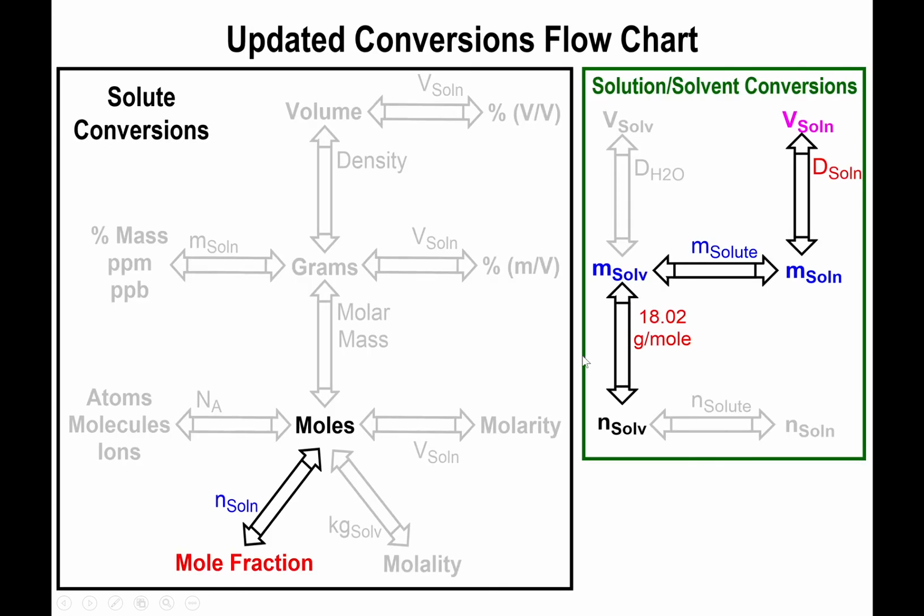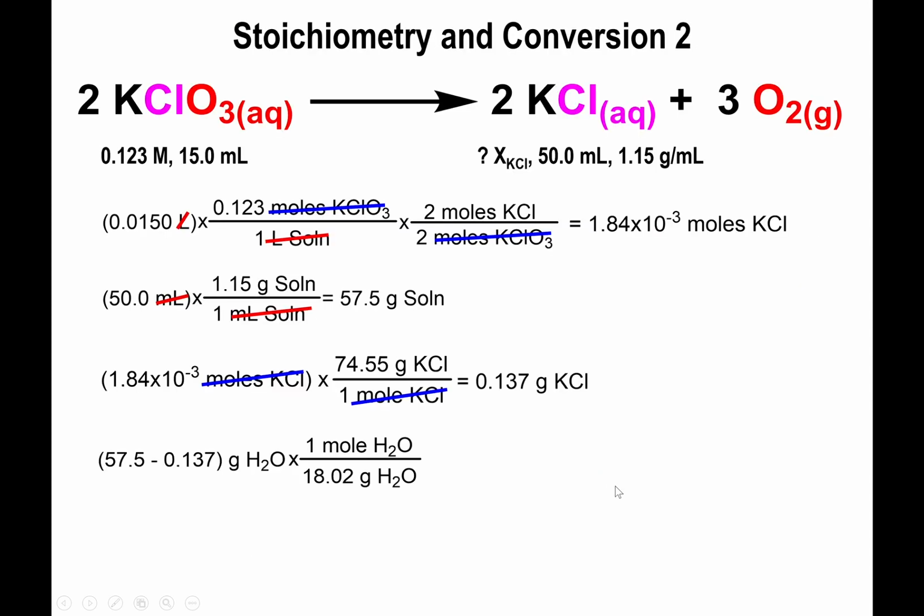So we can now convert the mass of the solvent to the moles of the solvent using the molar mass of water. 18.2 grams on the bottom to cancel out the units, 1 mole on top. Okay, so the grams cancel out. And upon carrying out the subtraction followed by the division, we should end up with 3.18 moles of water.